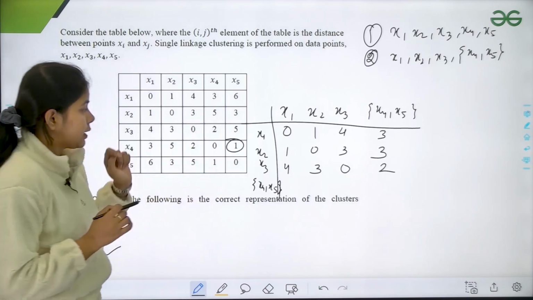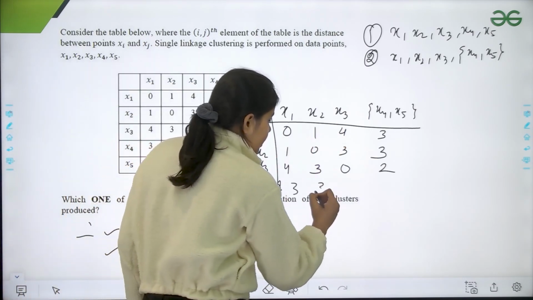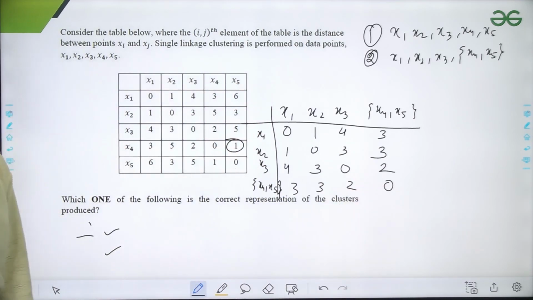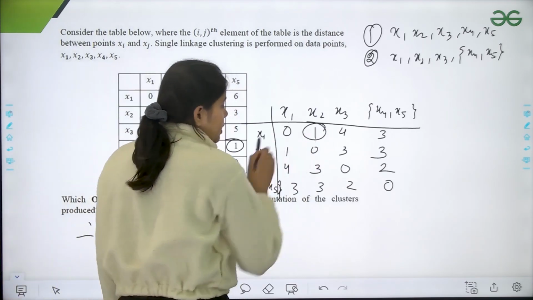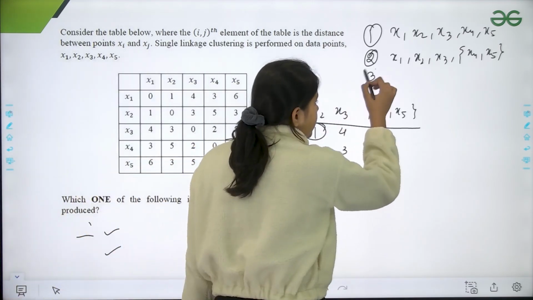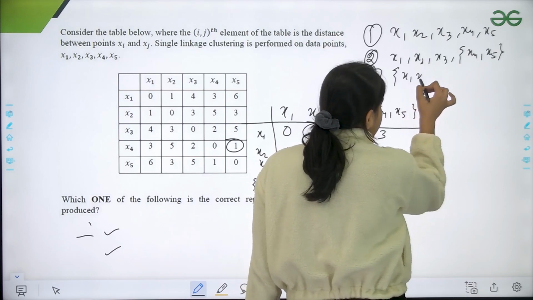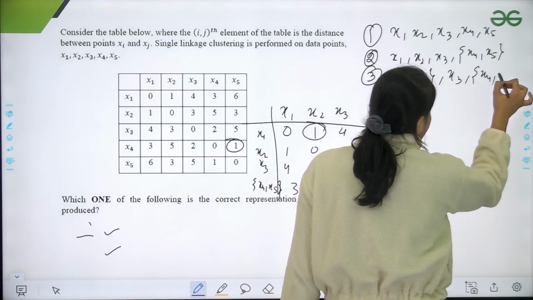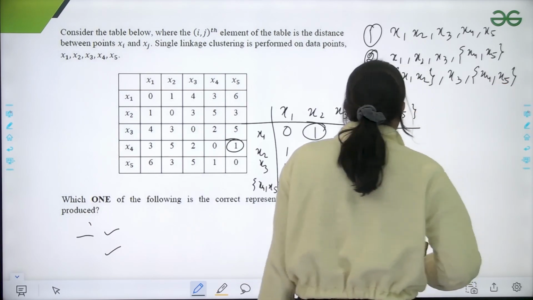Now x4 distance with x5, so let's write down this as same, x4 comma x5 distance with x5. Now I'll take again the minimum value. So I can see that the minimum value here is 1. So in the third case, we got this cluster x1 comma x2, these two get combined and we get this x4 comma x5, right?